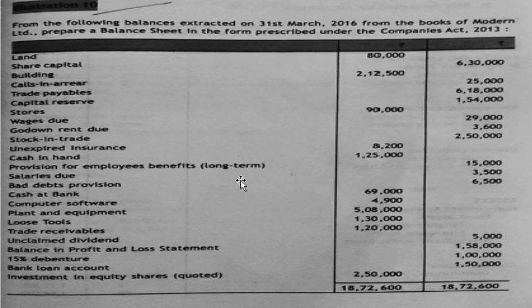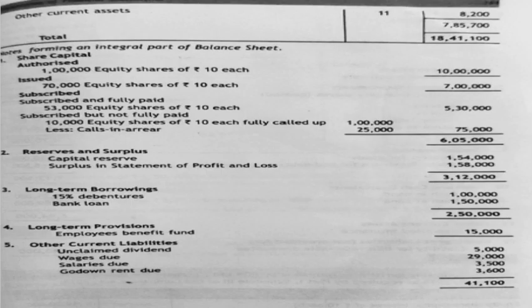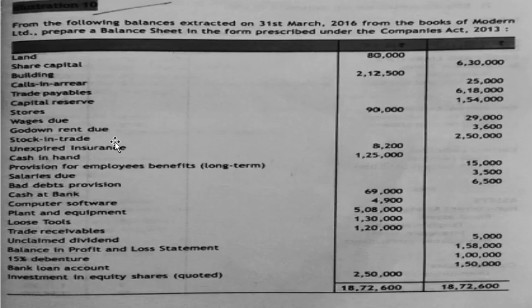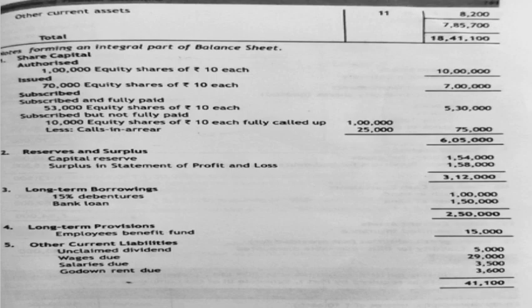The items in the balance sheet are capital reserves, and the other item which appears here is surplus in profit and loss, which, if it has a credit balance, is nothing but your profit earned. That is 1,58,000 as the profit, and the capital reserve you have is 1,54,000, which will give you a total of 3,12,000.